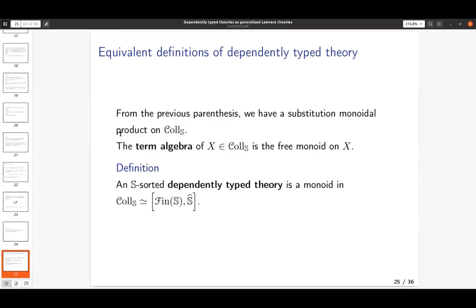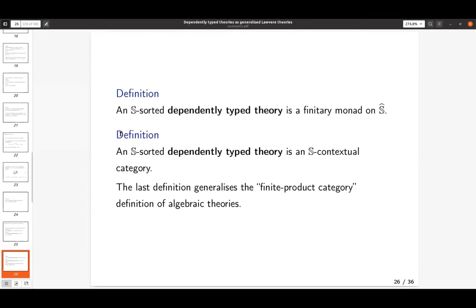Right. And an S-sorted, and now finally with this setup, we can give a categorical definition, and in fact, we give three equivalent categorical definitions of an S-sorted dependently typed theory. And the first one is that it is a monoid in the category of S-sorted Cartesian term signatures. The second is that it is a finitary monad on presheaves on the type signature, seen as a locally finite direct category.